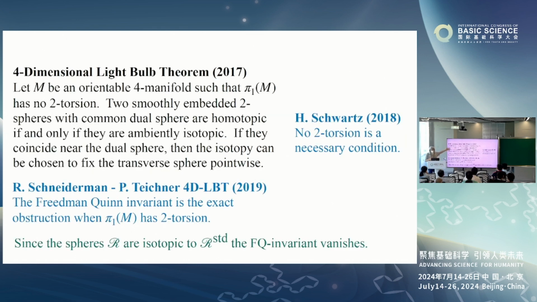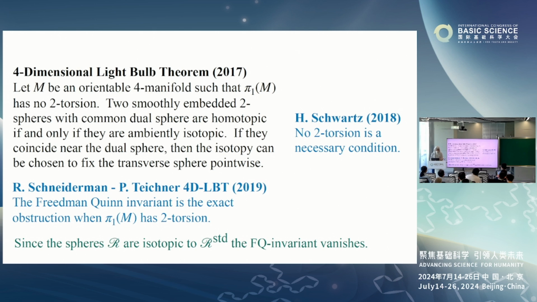So let me quickly tell you this. I'm just stating it for a single pair, but the light bulb theorem says that if you have two spheres with a common dual sphere, by dual sphere I mean it intersects each once and has a trivial normal bundle, then if they're homotopic, they're ambiently isotopic. And you can do this ambient isotopy without creating extra intersections between the spheres and the dual sphere.